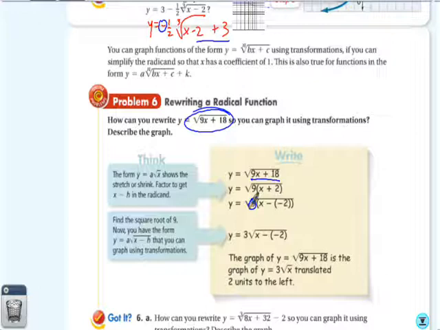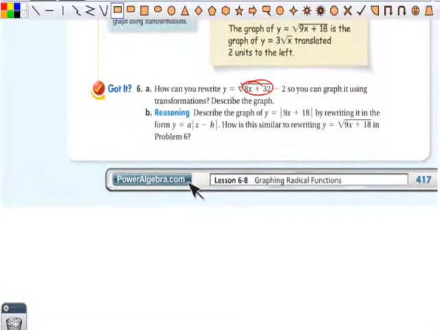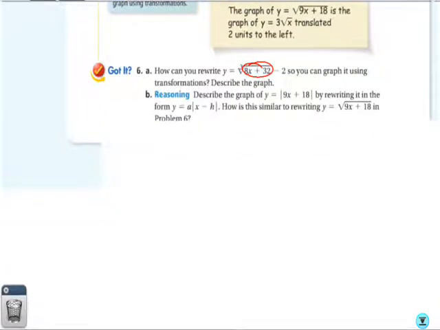Okay, so that's how we do that. We just have to factor. So here, for example, how can we write this? Y equals cube root of 8x plus 32 minus 2 so that we can graph it using transformations. What we would do is, and I'll walk you through this one because these I do think are a little bit more complicated. Hopefully you recognize that that has the greatest common factor of 8. And so what happens is we're going to factor the inside.